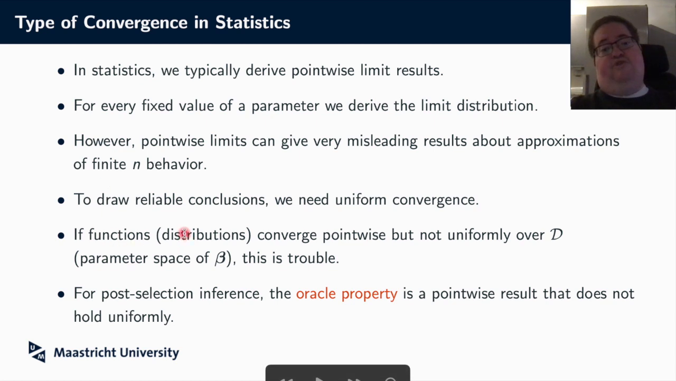Now, our functions are distributions. So what we are doing is showing that distributions converge pointwise to a limit. But we are not looking at it uniformly over the parameter space of beta. And as we'll see, that is exactly what the oracle property is. It's a pointwise result. And we'll see that because it does not hold uniformly, this is an explanation of why we get these results which are contradicting each other.